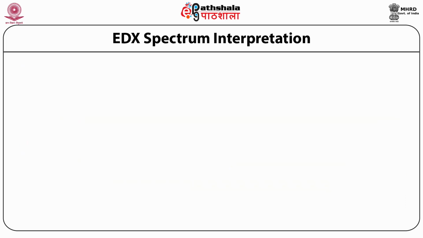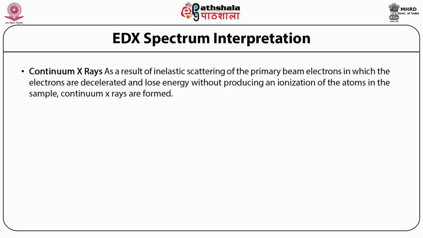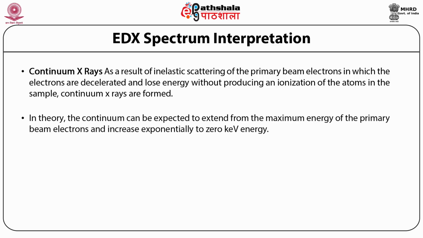Now we will talk about EDX spectrum interpretation. Continuum X-rays are a result of inelastic scattering of primary beam electrons, in which the electrons are decelerated and lose energy without producing an ionization of the atoms in the sample. Continuum X-rays are formed. The continuum X-rays are the background of our EDS spectrum and are sometimes referred to as the bremsstrahlung. In theory, the continuum can be expected to extend from the maximum energy of the primary beam electrons and increase exponentially to 0 kilo electron volt energy.